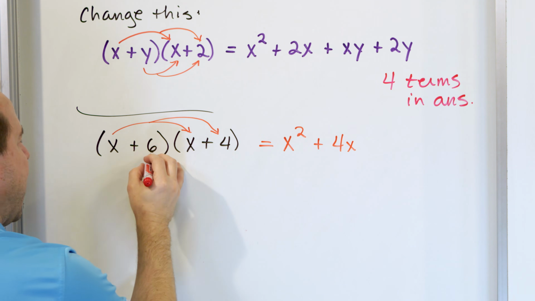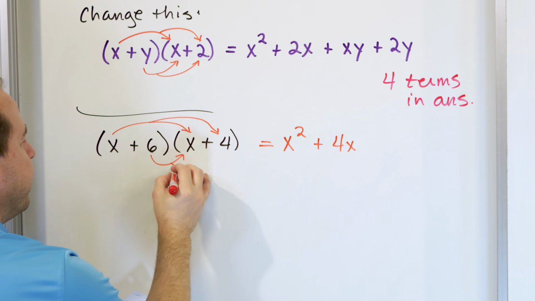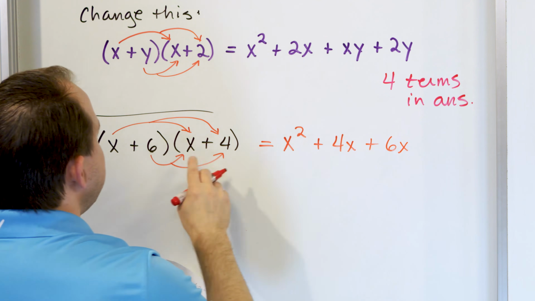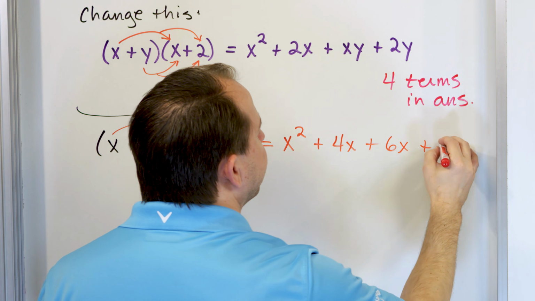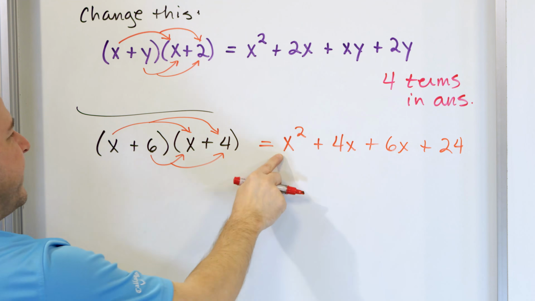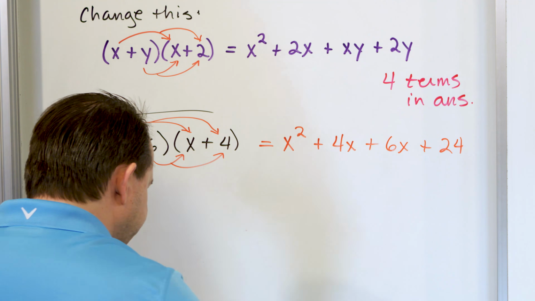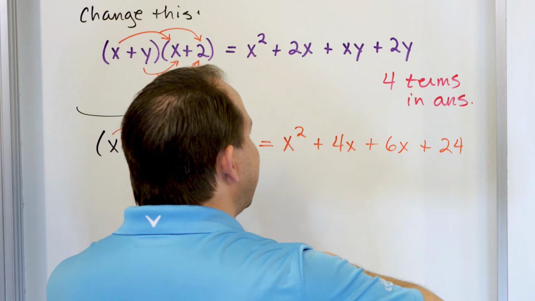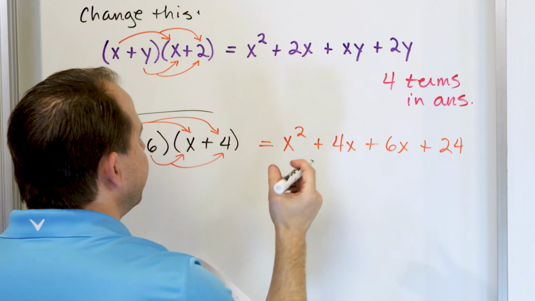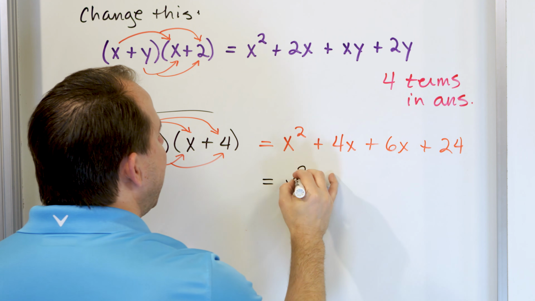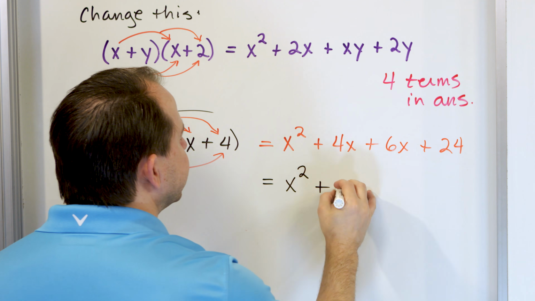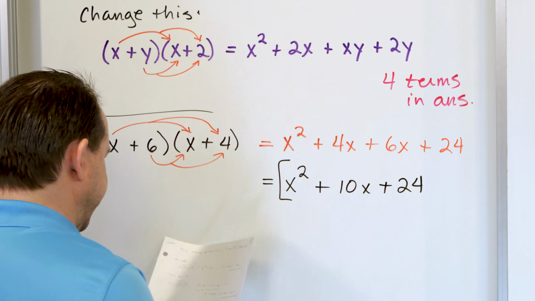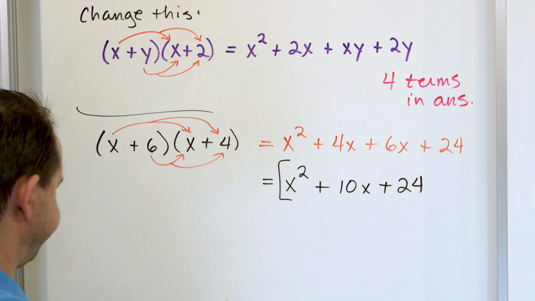And then I'm going to have this secondary term multiplied in by each of these as well. 6 times x is 6x, and 6 times 4 is 24. Now notice I got 4 terms here, just like I did here. The only difference is when I look at this, I realize I have a 4x and I have a 6x. So actually I can combine these 2 and add them because they're like terms. So I'll have x squared plus 10x plus 24, and that will be the final answer, x squared plus 10x plus 24.